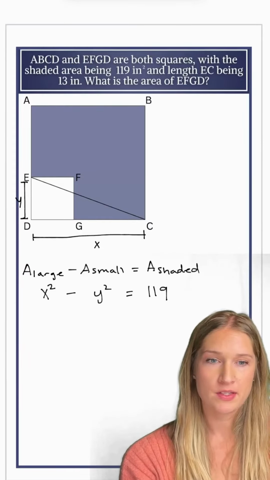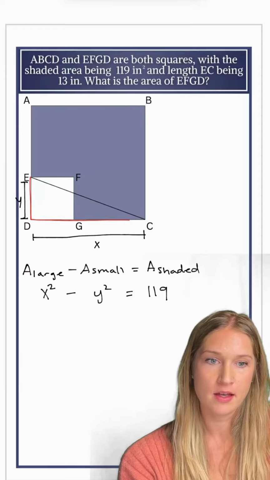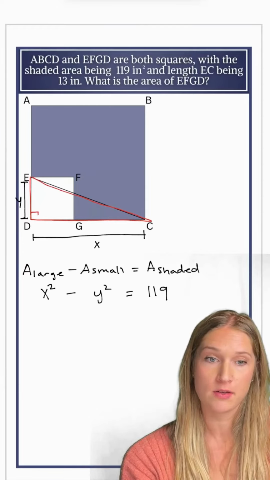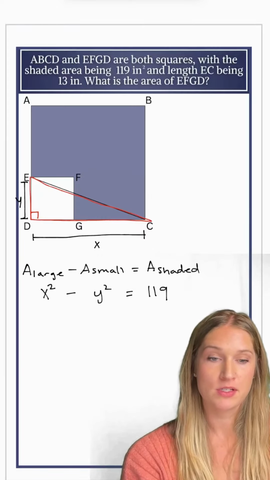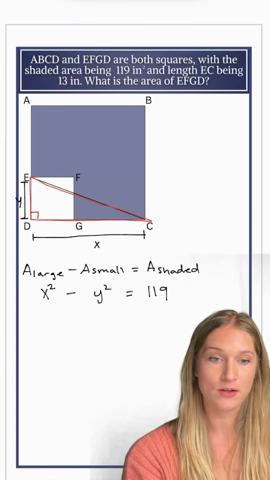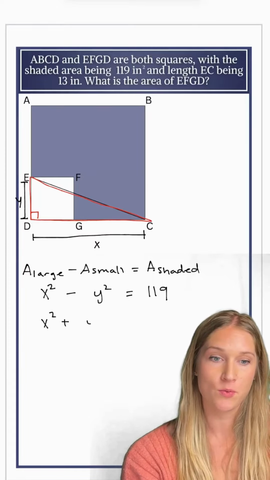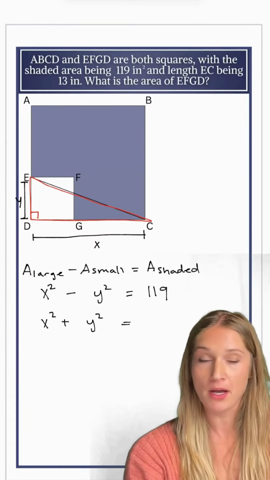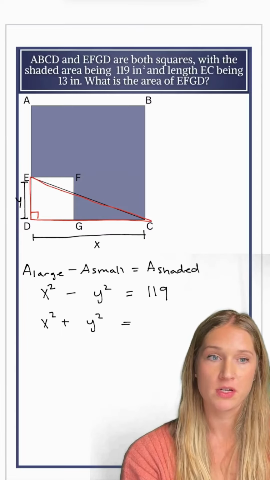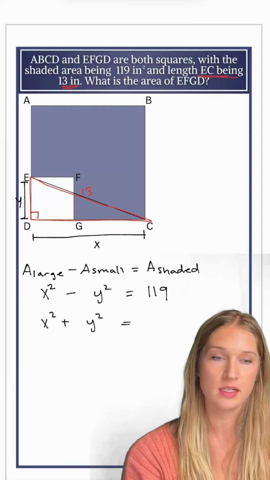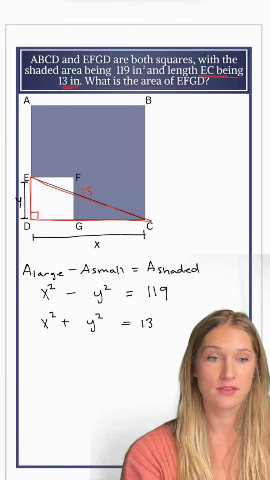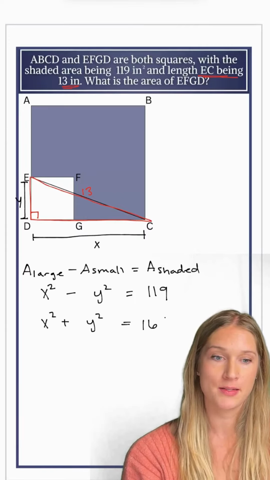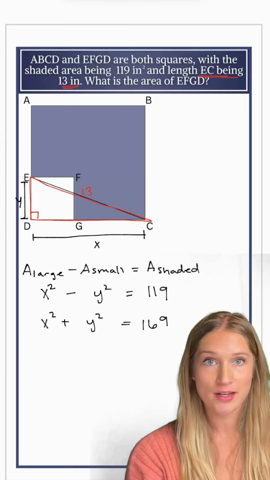Something else I can say about x and y, though, is that they are both legs of a triangle, which is a right triangle because I know that both of my figures are squares. So I could then use the Pythagorean theorem to say that a squared plus b squared equals c squared, or x squared plus y squared has to equal my hypotenuse squared, which, if I go back up to my original question, we're told EC is 13. So this hypotenuse length is 13, meaning that x squared plus y squared is 13 squared. I could replace that 13 squared with 169. Now I've got a system of equations that I can go ahead and solve.